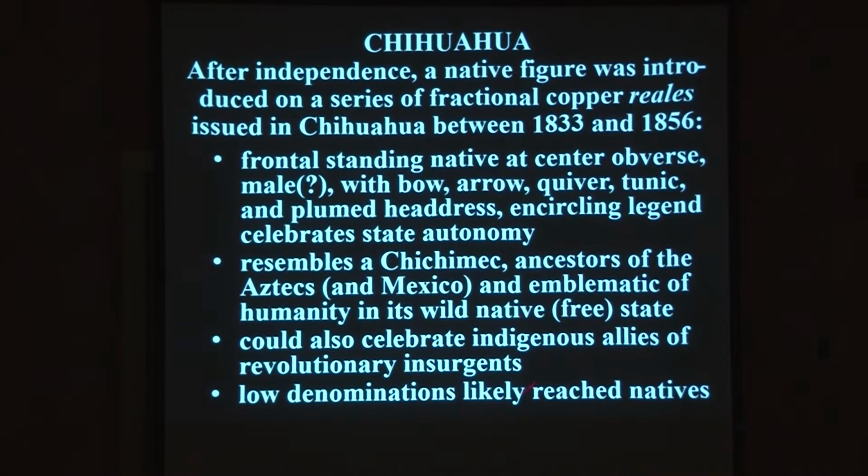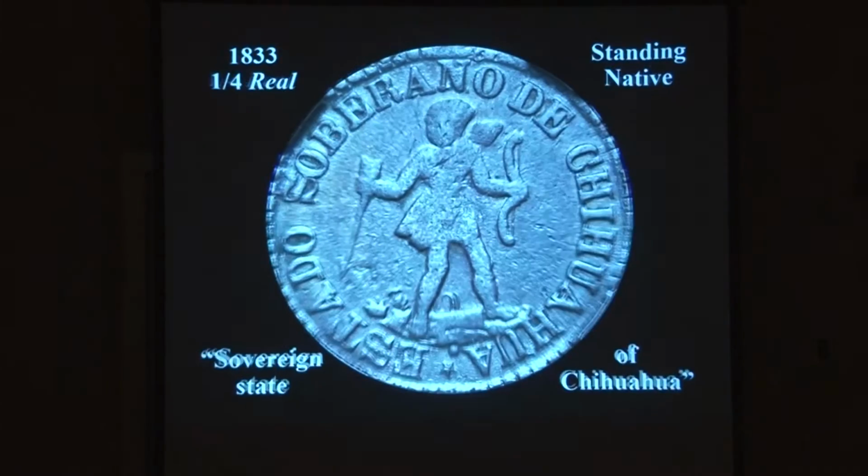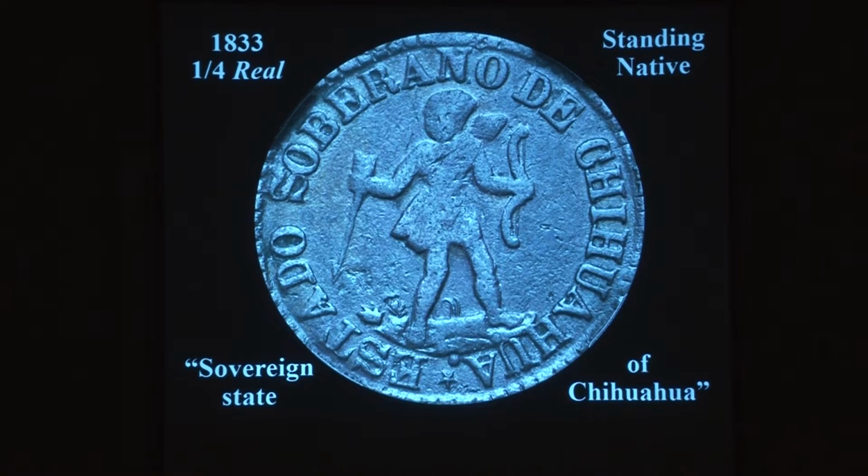And interesting, low denominations like this probably reach some of those very natives who are depicted on it. That may be part of what's going on here too, is to try to bring them in and solidify their connection with the new free states of Mexico. So here is one of those coins. You can see we have a standing figure in the middle, and we have a legend that surrounds it that in Spanish says sovereign state of Chihuahua, clearly celebrating the sovereignty or autonomy of Chihuahua.